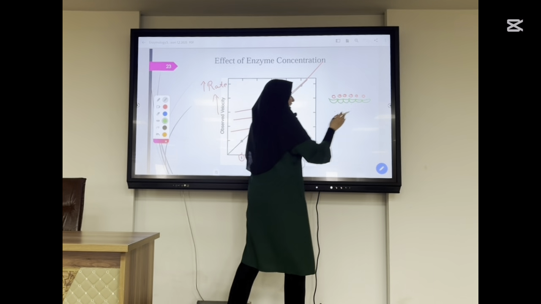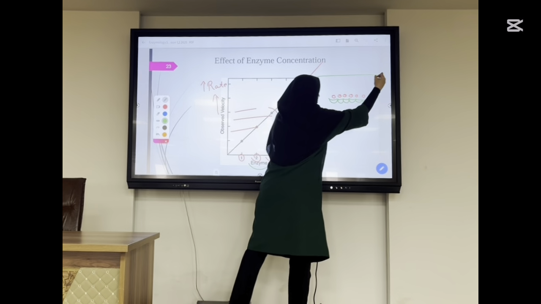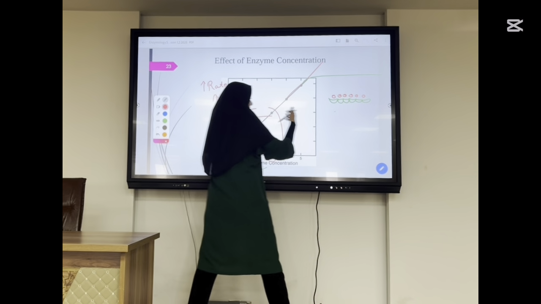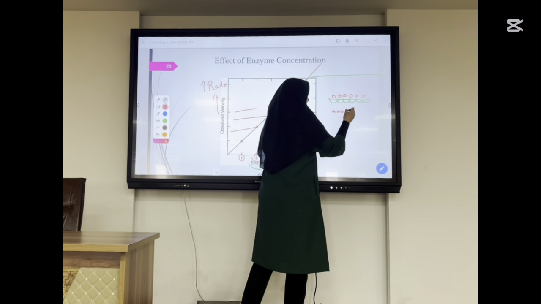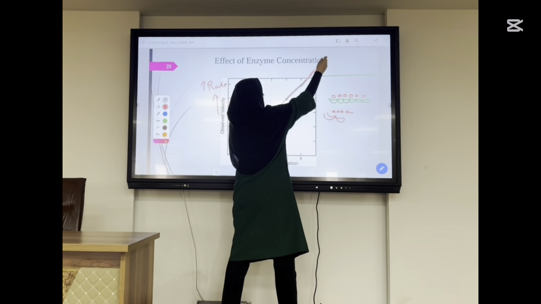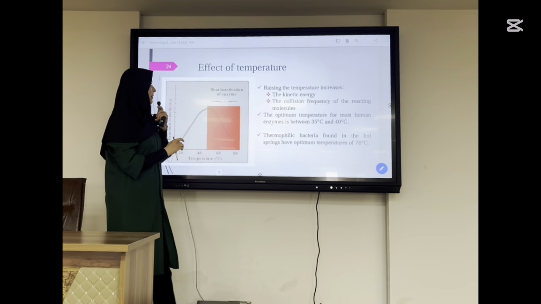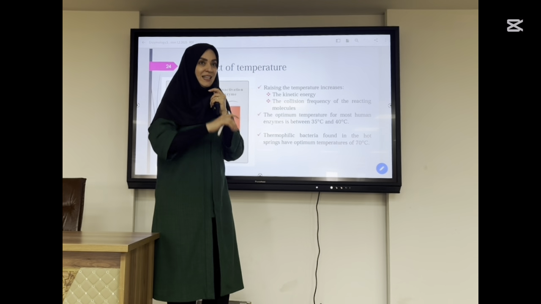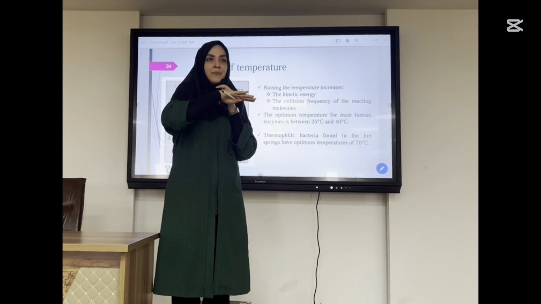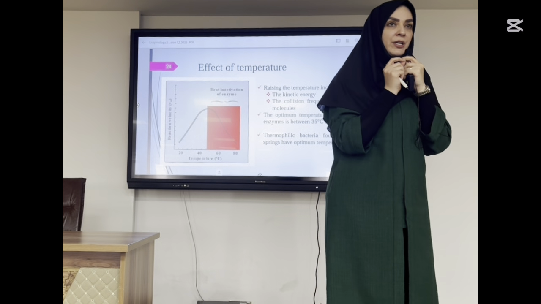If you have a limited substrate, again, the curve becomes a plateau. But if you have an excess substrate, you add more enzyme, more rate. Is it clear? Okay. But what about the effect of temperature? This is a bell-shaped curve. Why is it bell-shaped? It means that we have an optimum temperature.